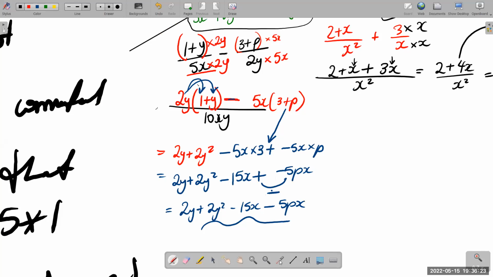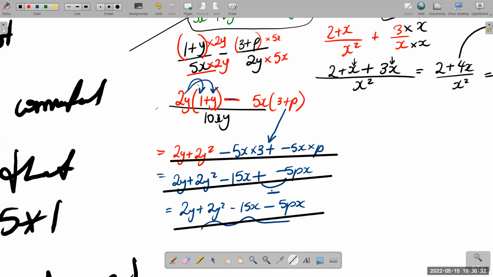All right, let's do this a lot. Forget things like that was a part of the question. All of this has to be over 10xy. You gotta put it back. It's a fraction. Everybody see that? I'm sure some people didn't even notice.